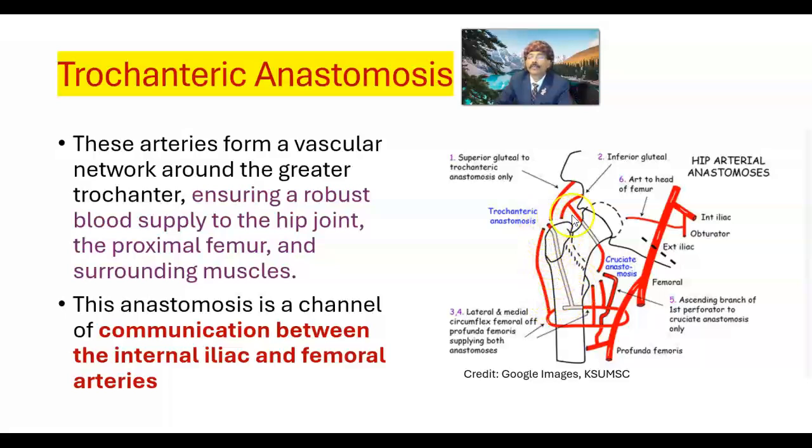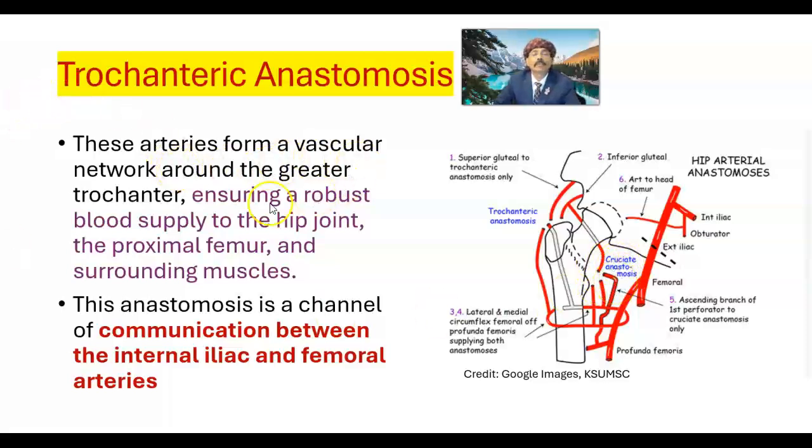So this is the trochanteric fossa, and just behind it, this is the greater trochanter. So at the greater trochanter and trochanteric fossa, we have the trochanteric anastomosis. At the level of the inferior or the lesser trochanter, we have the cruciate anastomosis. Always there is variation. In some individuals it may be a little up or down.